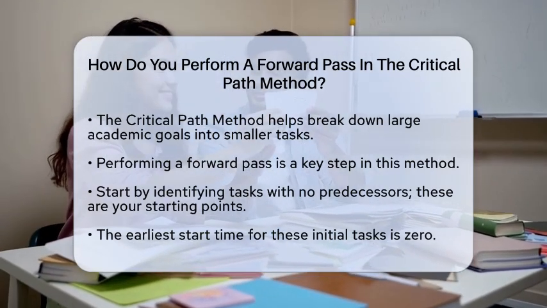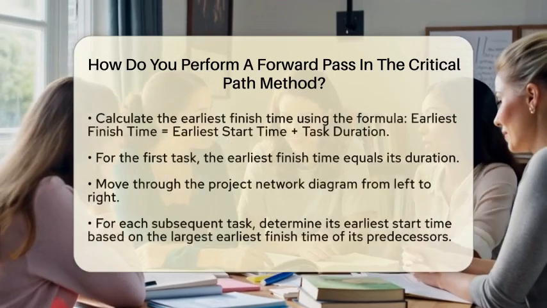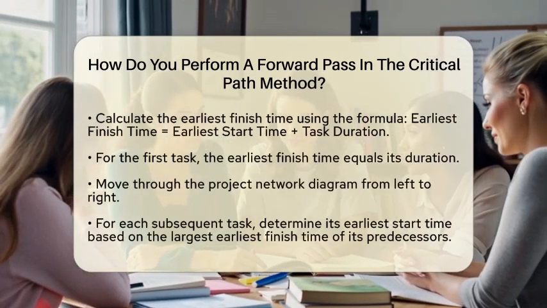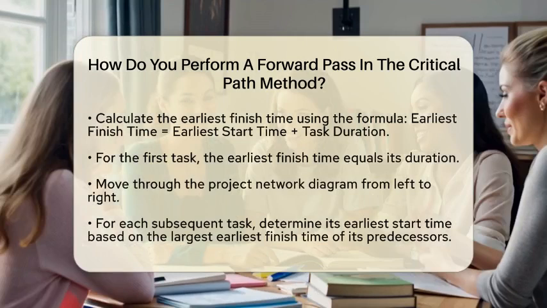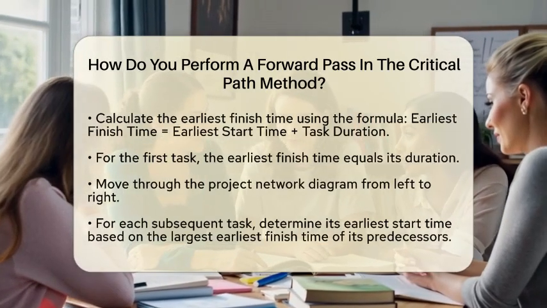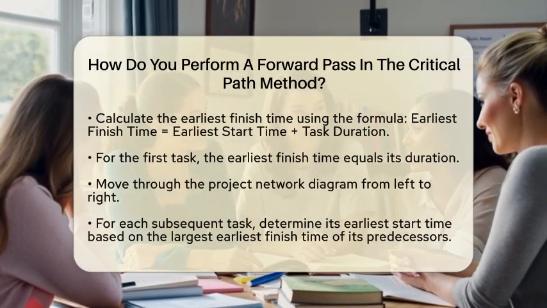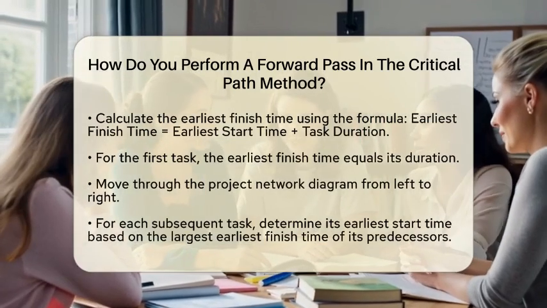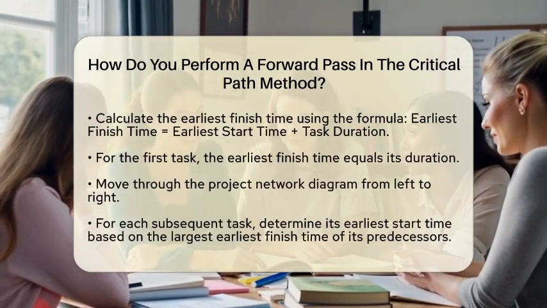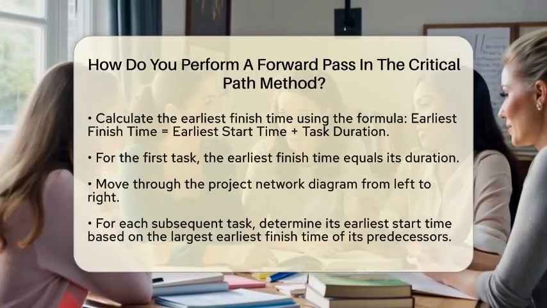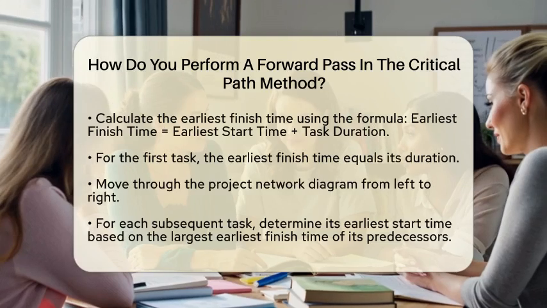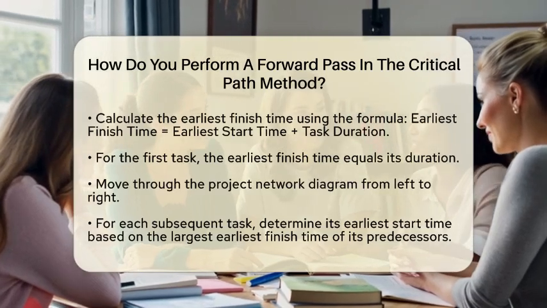Next, calculate the earliest finish time for these tasks. You can use a simple formula. Earliest finish time equals earliest start time plus the duration of the task. For the first task, since the earliest start time is 0, the earliest finish time will just be the duration of that task. Now, it's time to move forward through your project.